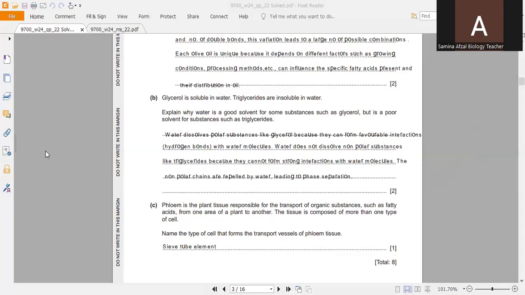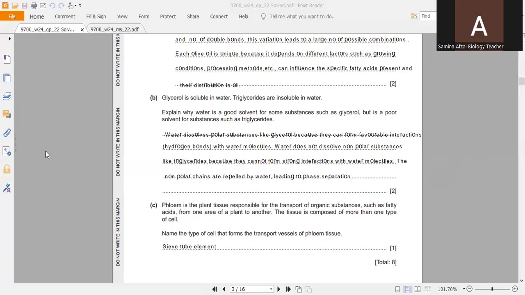So water does not dissolve non-polar substances like triglycerides because they cannot form strong interactions with water molecules. The non-polar chains are repelled by water, leading to phase separation. In this way, you can see that water can dissolve substances because hydrogen has a partially positive charge on it, and oxygen has a partially negative charge on it. So this polar nature helps water to dissolve many substances into it, just like glycerol.